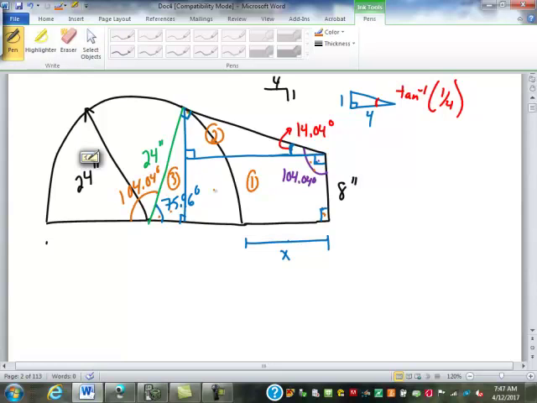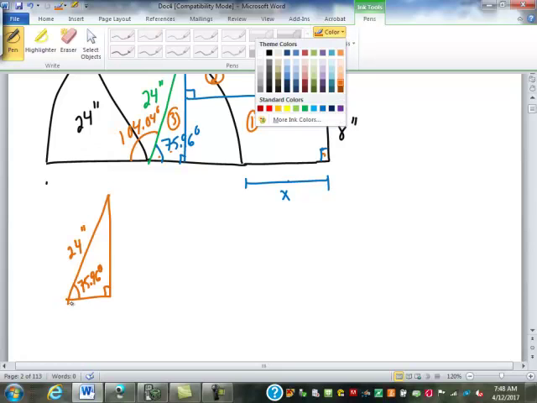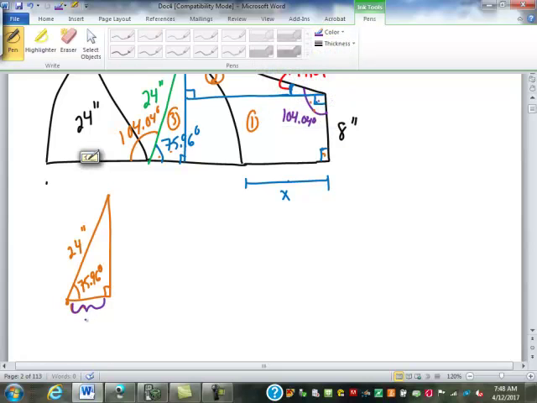So let's take a look here at triangle 3. Triangle 3, we know this is 75.96. We know this is 24 inches. And we want to find both other sides of this. So I'm going to call this here A, this B. If I want to find A first, that would be the adjacent side according to the angle I have. B is going to be the opposite side.